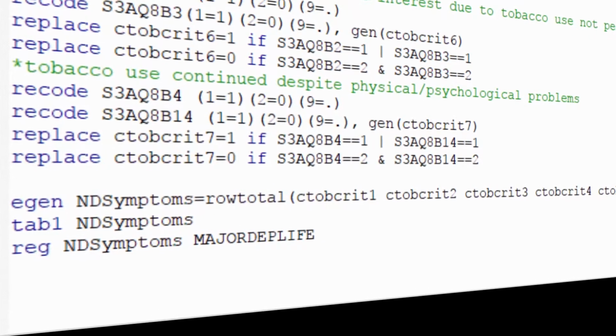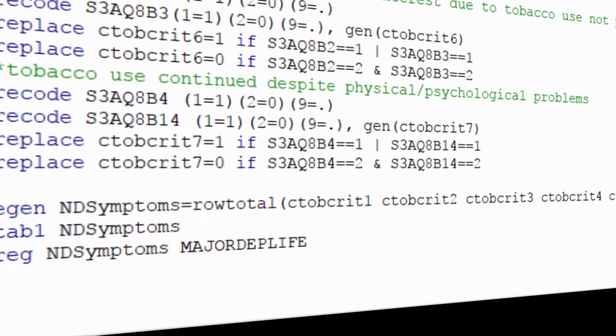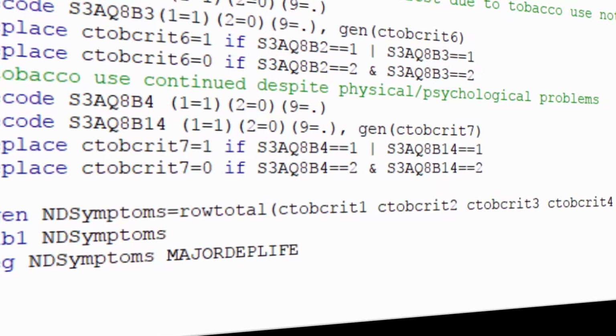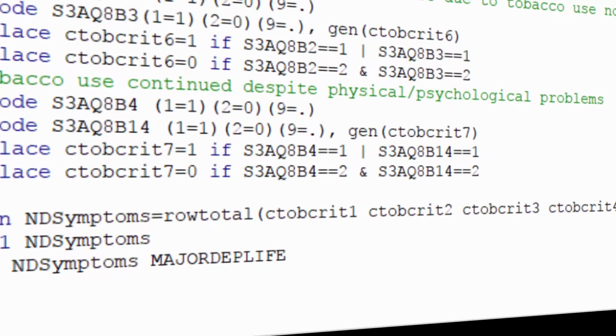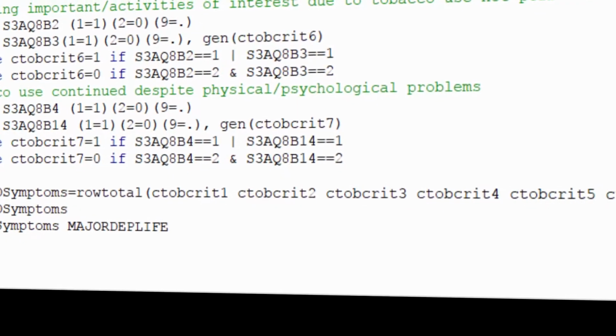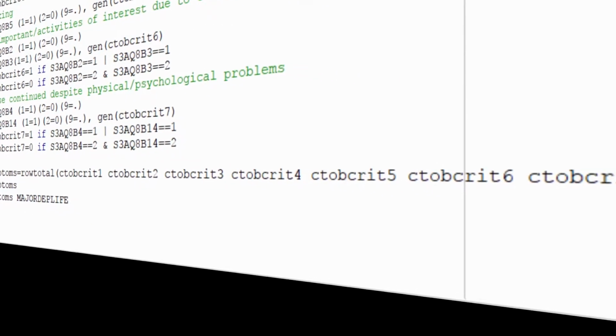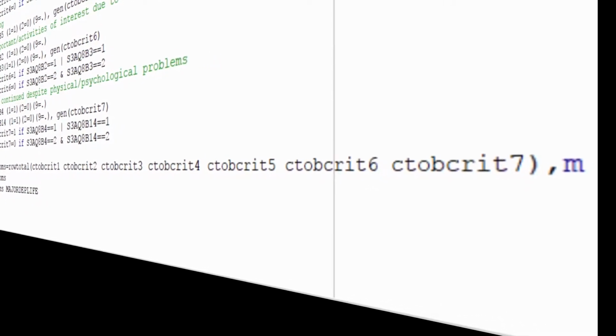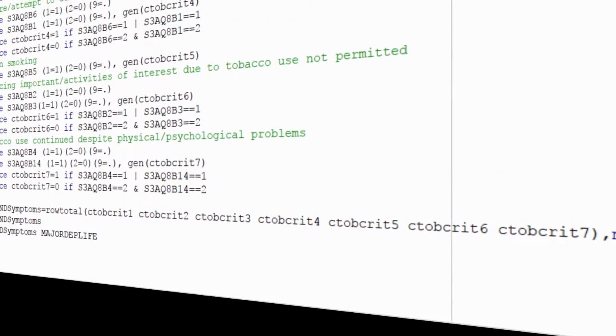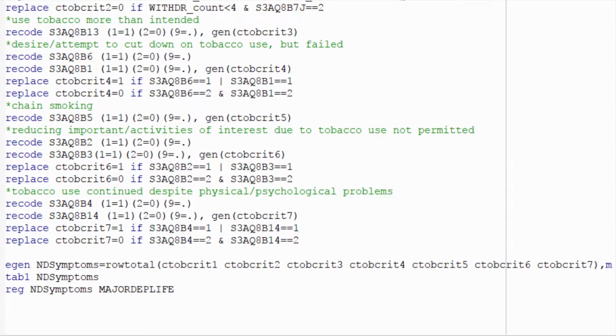egen ND symptoms equal rowtotal, parentheses, C2B crit 1, C2B crit 2, C2B crit 3, C2B crit 4, C2B crit 5, C2B crit 6, C2B crit 7, close parens, comma, M. The option M for missing tells Stata to assign a missing value to the new variable if all the source variables are missing. If at least one source variable is not missing, the new variable will represent the sum of the non-missing variables.